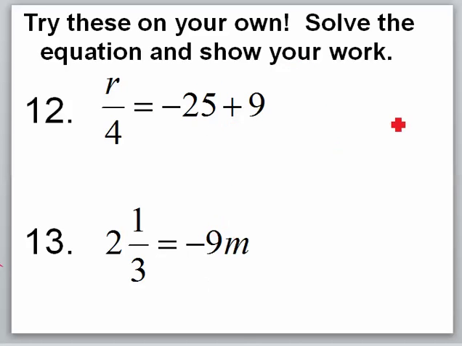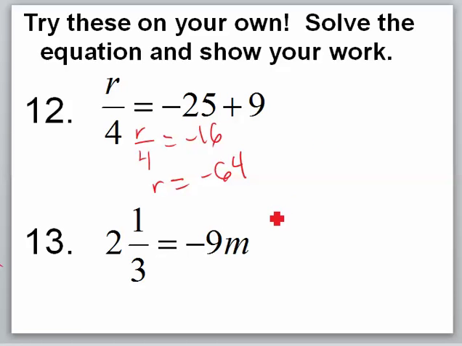Alright, and try these ones. Remember to combine those like terms first. Did you get r over 4 equals a negative 16? And so r was a negative 64.